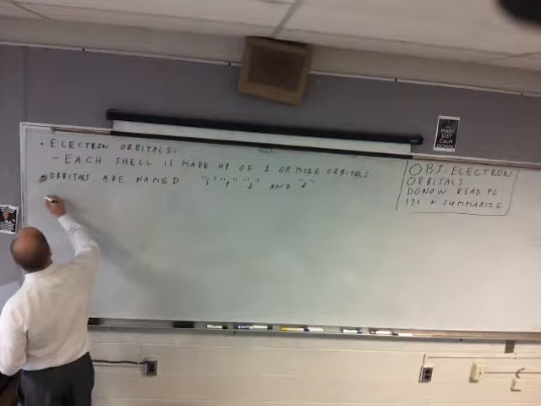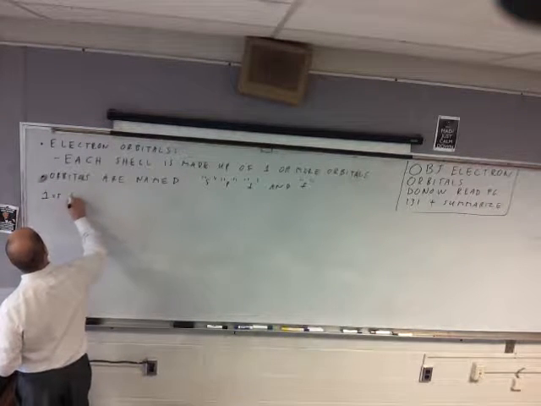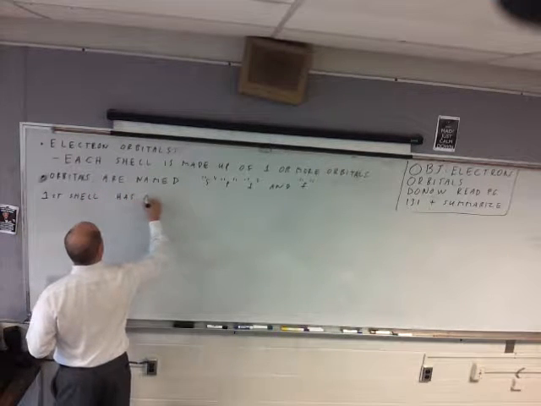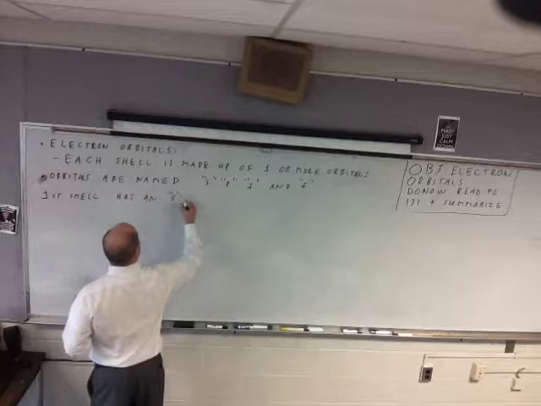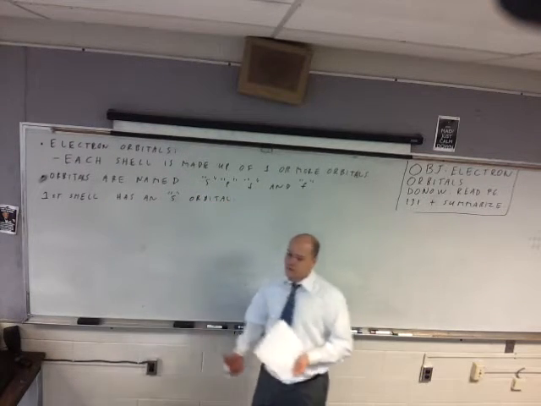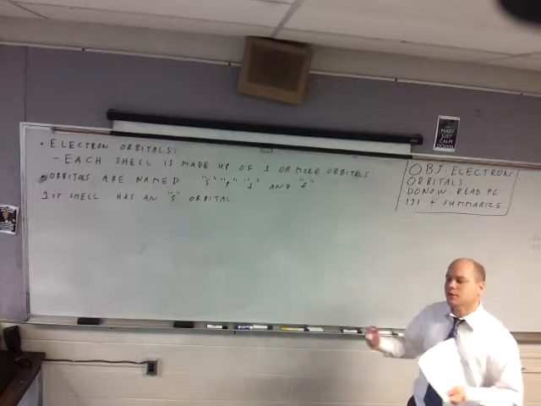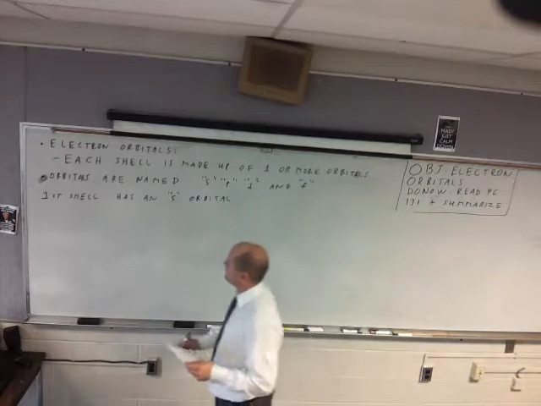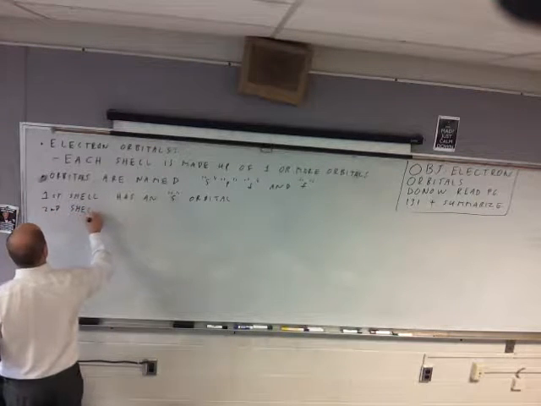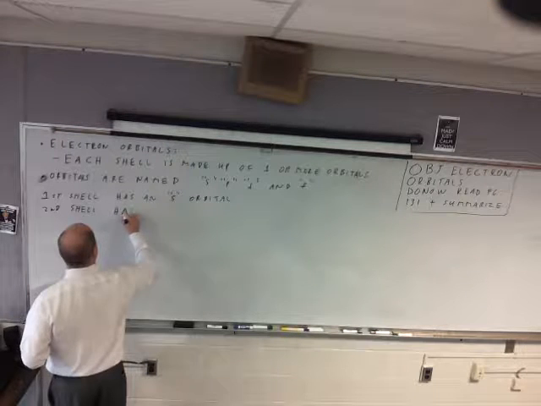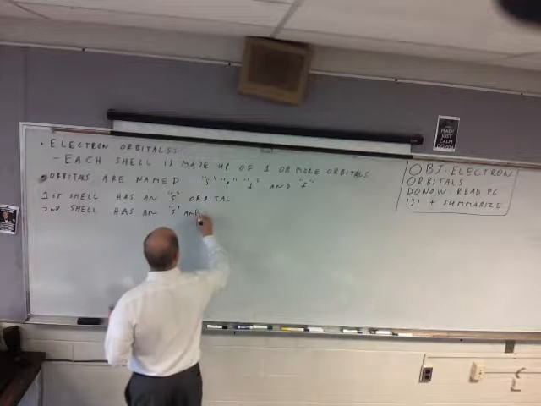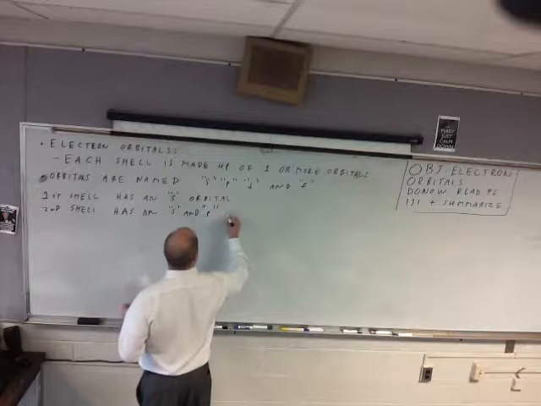So the first shell has an s orbital. The first shell only has one orbital, so both the electrons, the 2 that go into the first shell, go into the s orbital in that shell. Second shell has an S and a P orbital.